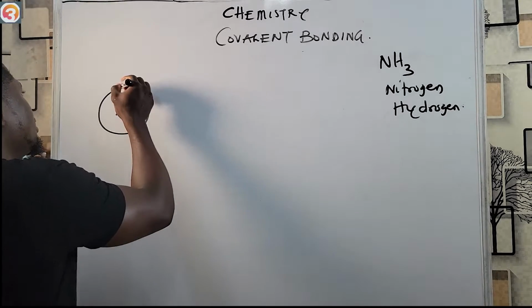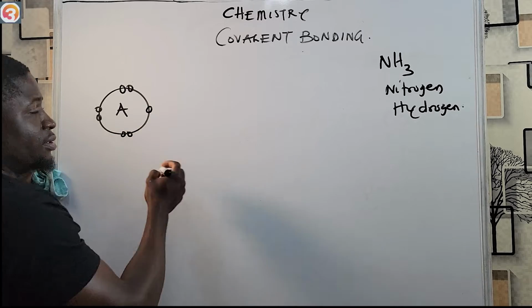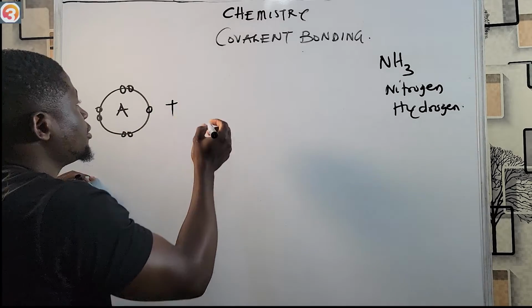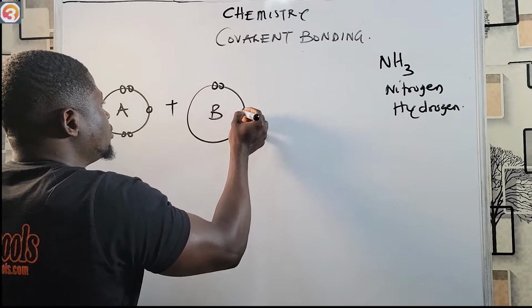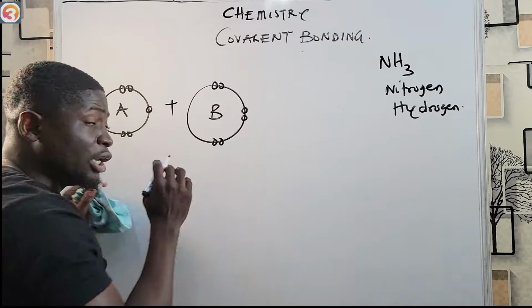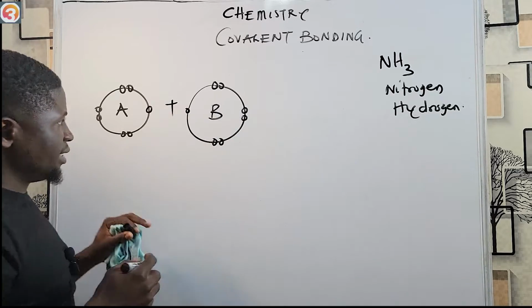An atom A, let's say having 7 electrons, plus another atom B, having 7 electrons too. Let's see, for example, just to illustrate how it works before we look at that. All right, so we have this.